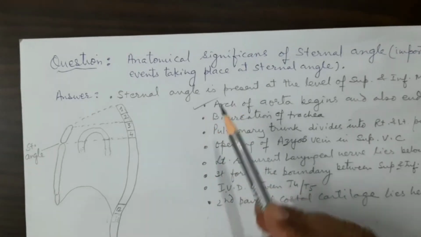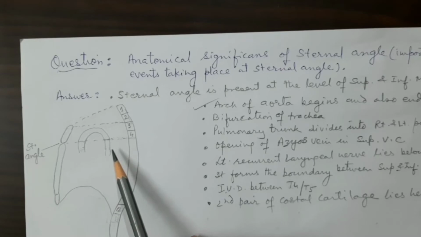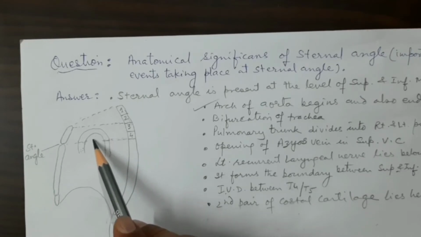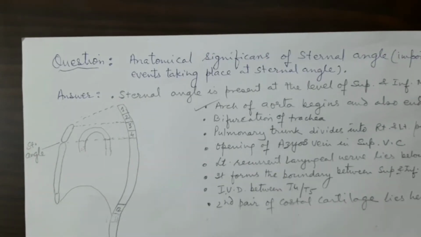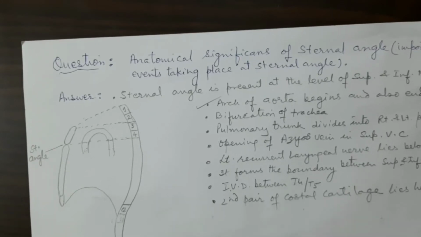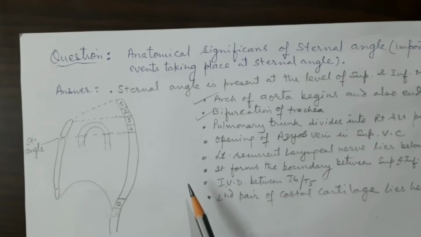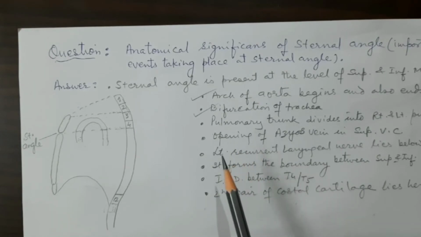The second important event which takes place at the manubriosternal joint, or the sternal angle, is the bifurcation of the trachea. That means the trachea bifurcates into the right and left principal bronchus. The inferior surface of the arch of aorta has an inferior relation with the left principal bronchus. It hooks round the left principal bronchus, thus the root of the left lung. So this is the bifurcation of the trachea, an important event, and this is at the level of the fourth thoracic vertebra.